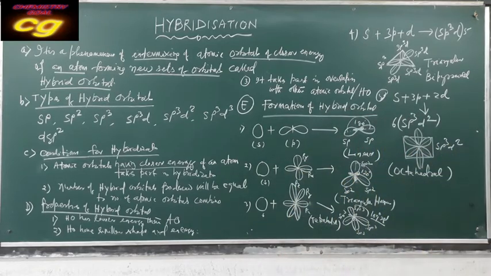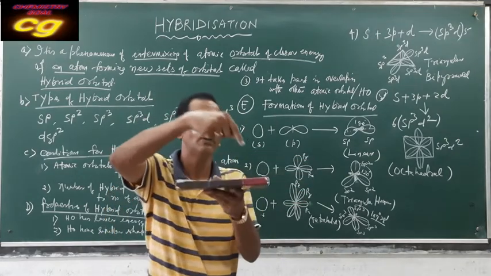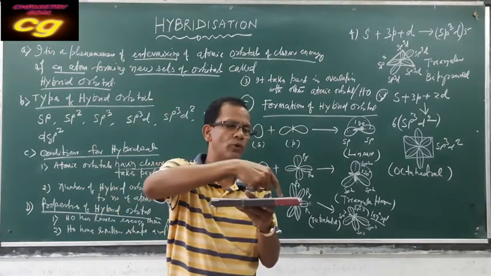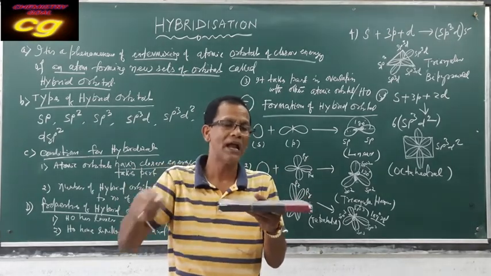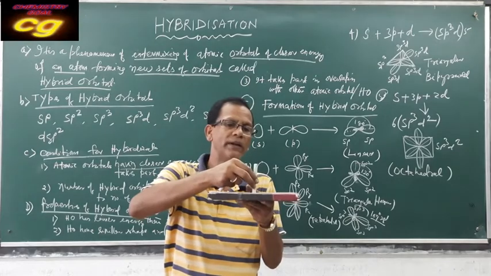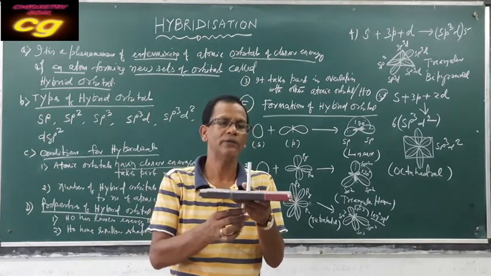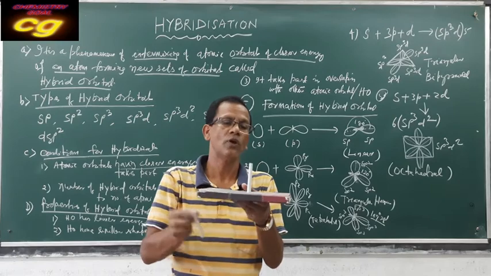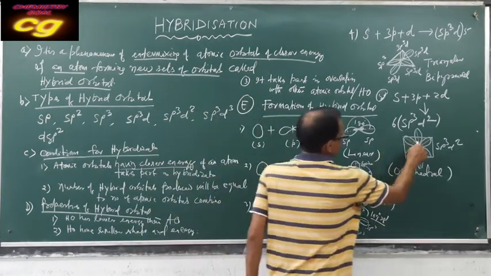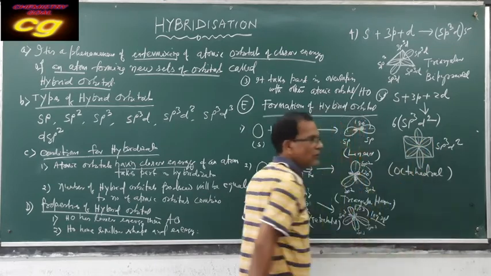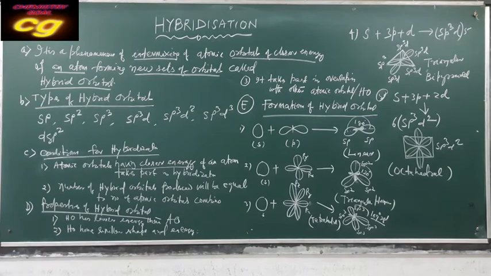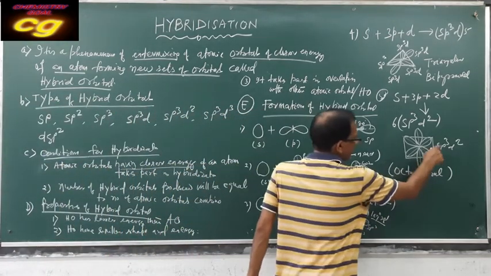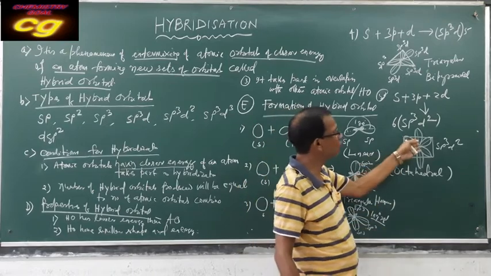Let me show you here. If you see this diagram, the octahedral shape will be like this. These are 4 corners, 1, 2, 3, 4, 4 corners will be 4 lobes: 1st lobe, 2nd lobe, 3rd lobe, 4th lobe, and another will be above and below the plane. This is one lobe above, another lobe below. So 6 hybrid orbitals will be arranged in this way: 4 hybrid orbitals in 4 corners and another 2 above and below.